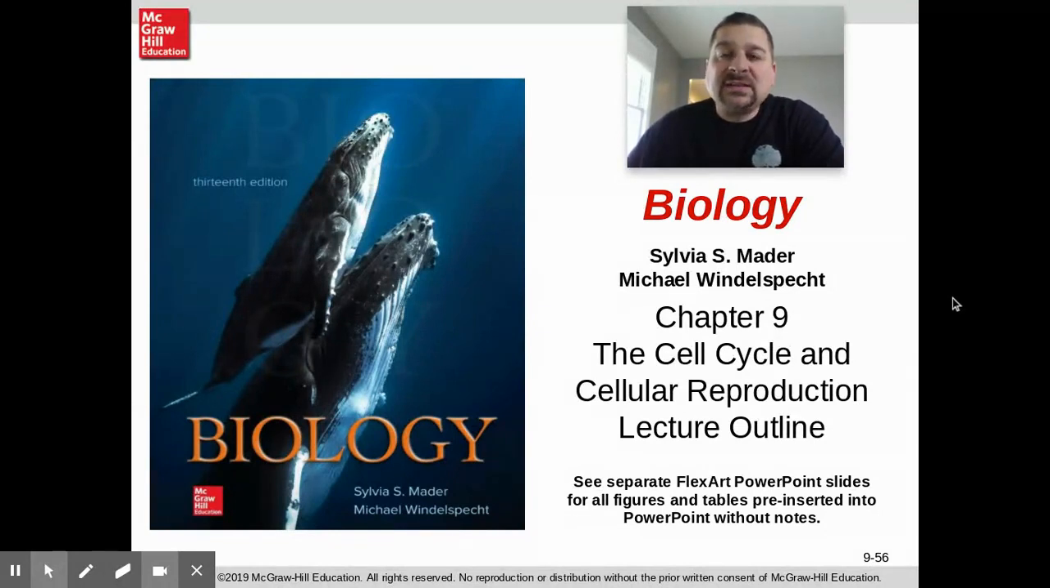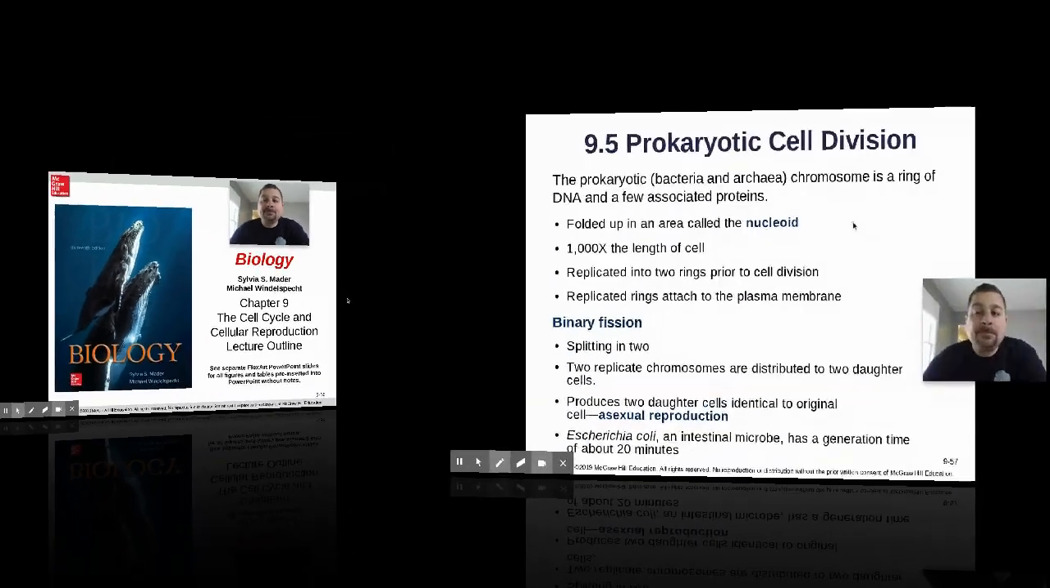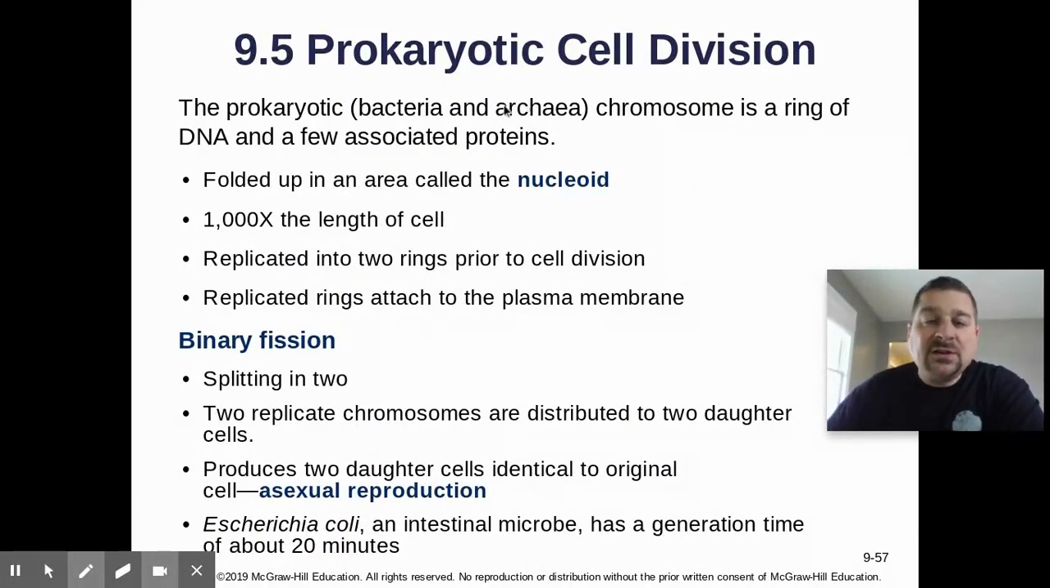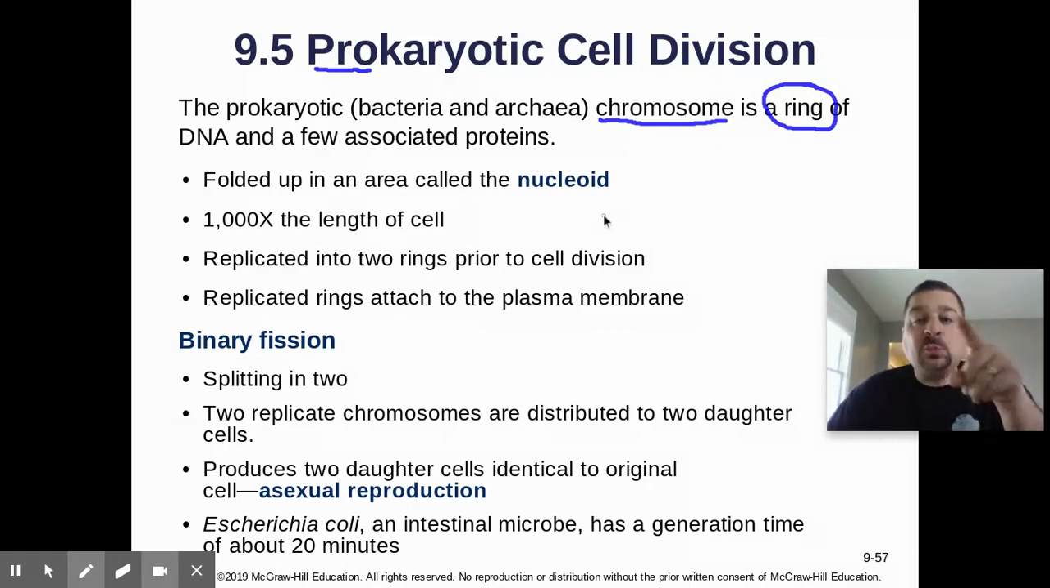This is covering section 9.5, in which we look at prokaryotic cell division or binary fission. In prokaryotic cell division, if you remember what prokaryote means, that means they do not have a nucleus. They do have a chromosome that is usually circular. They don't have 46 chromosomes like humans do. The bacteria and some archaebacteria would just have one loop of DNA that is the chromosome.